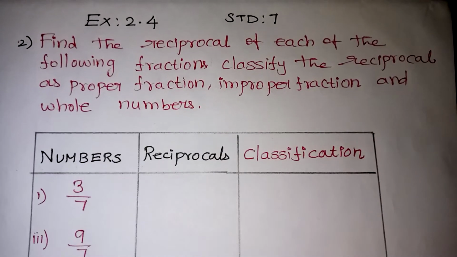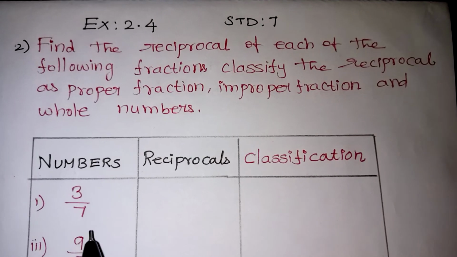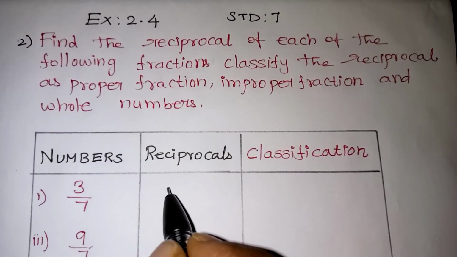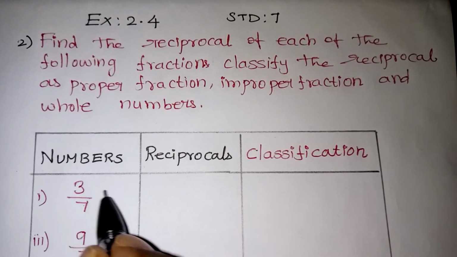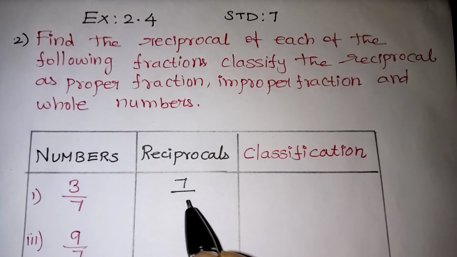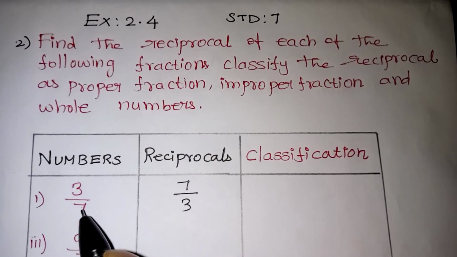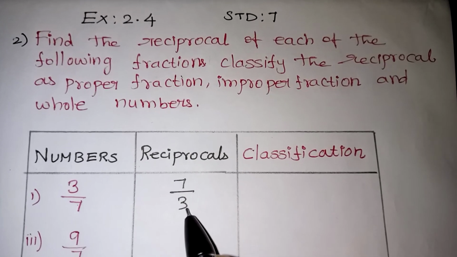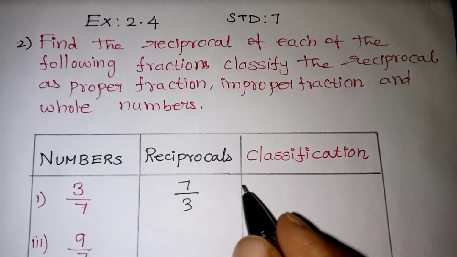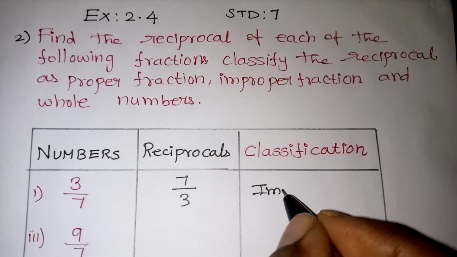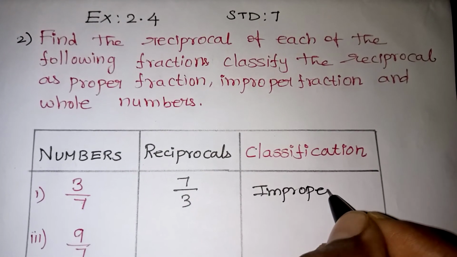Now we'll go to the problem. So here 3 by 7 is given. First we need to write the reciprocal. For 3 by 7, what is our reciprocal? Only the denominator will go up. So 7 will become the numerator. The 3 will come down. Only the order alone will get changed. 7 by 3, is it proper or improper? Definitely it is an improper fraction, because out of 3 you cannot get 7 at all, right? So we have to write it is an improper fraction.